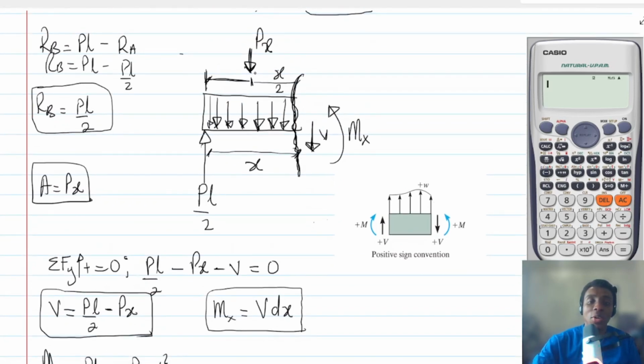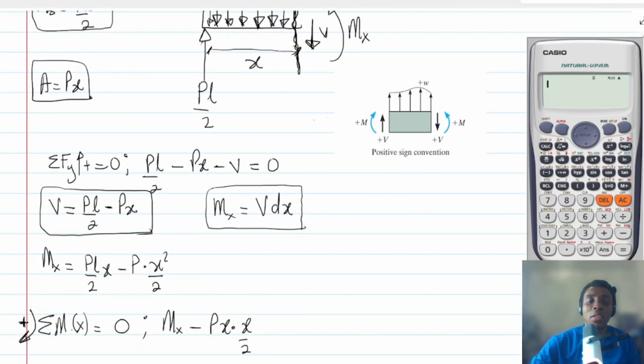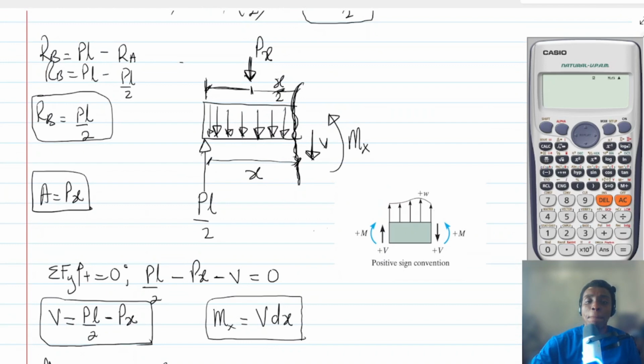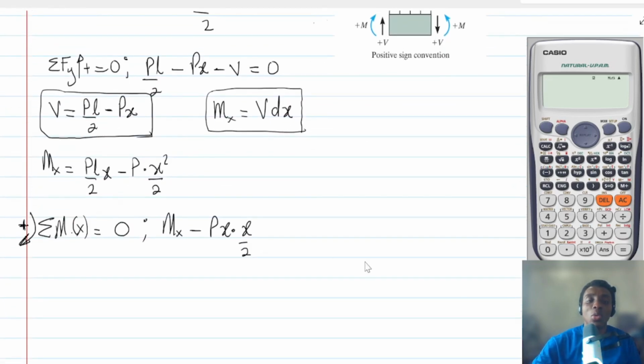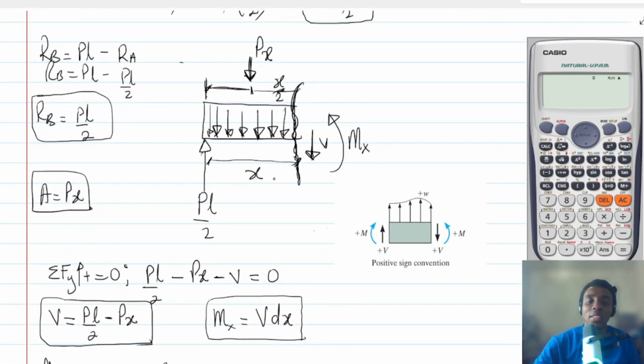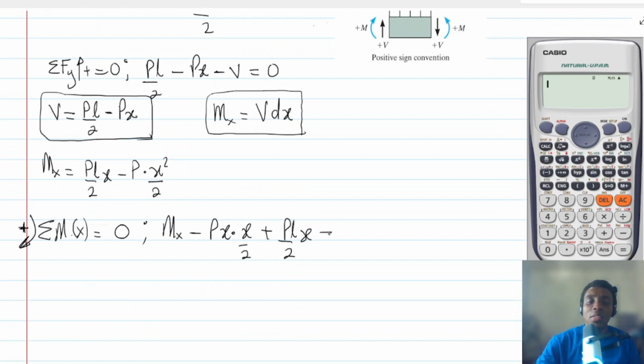We have Px. So what is the moment of Px about x over 2? That distance is going to be Px multiplied by x over 2. But I see that the Px is coming in the anti-clockwise direction. So it's going to be minus Px multiplied by x over 2. All right. And then what else? We have this one, PL over 2. The PL over 2 is going in the clockwise direction. So it's going to be plus PL over 2. And what is the moment distance? It's x. So we've got this equated to 0.